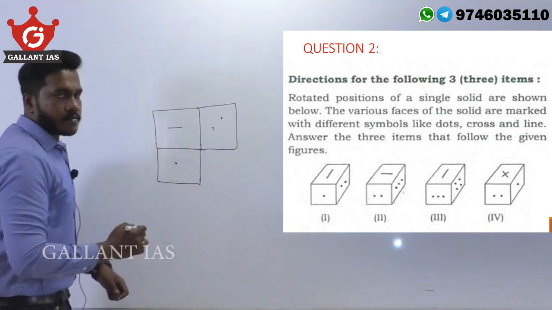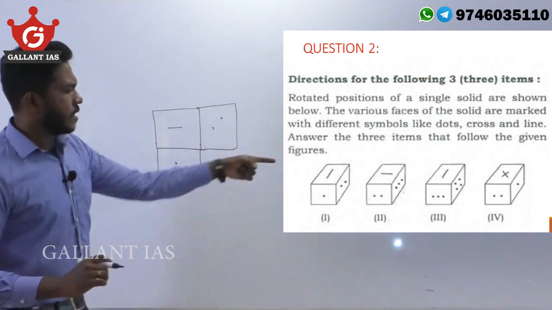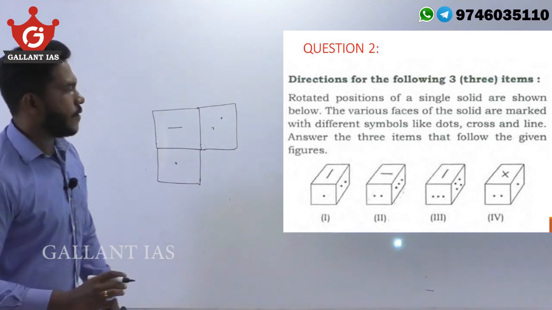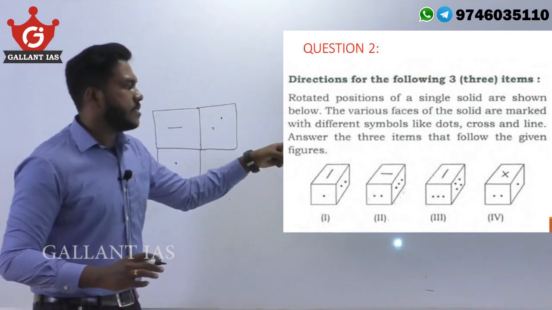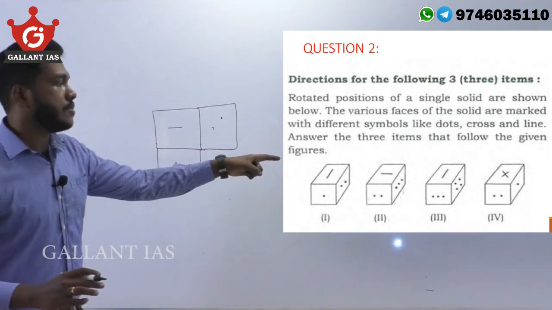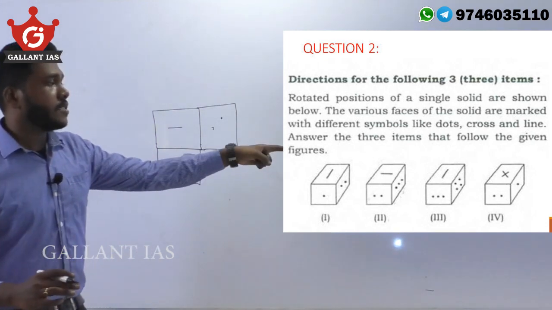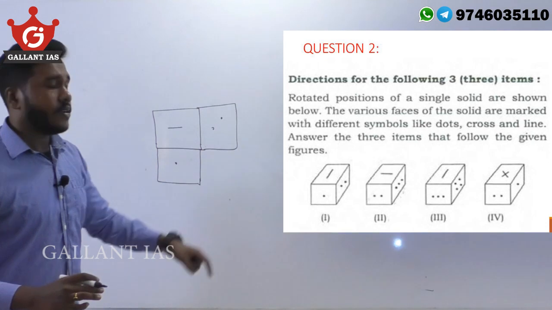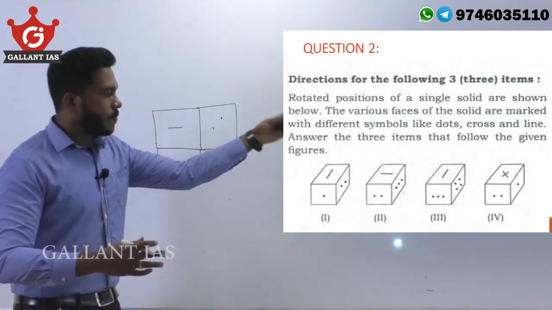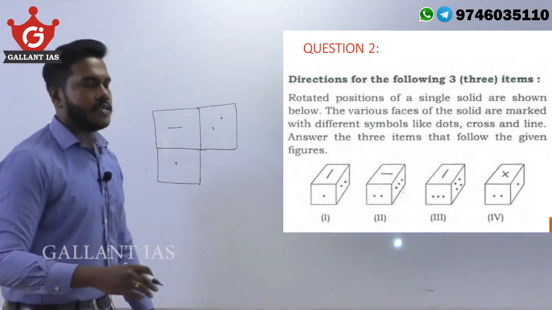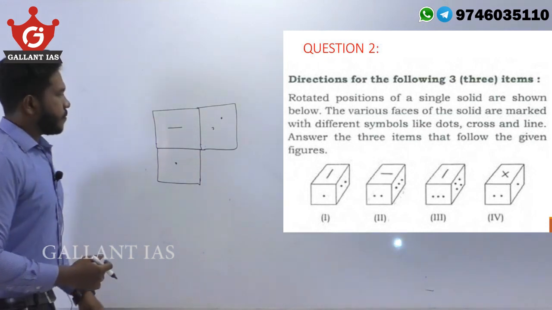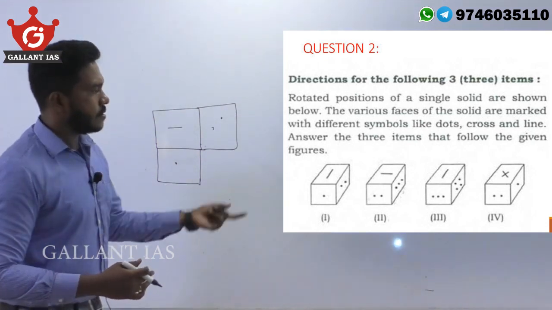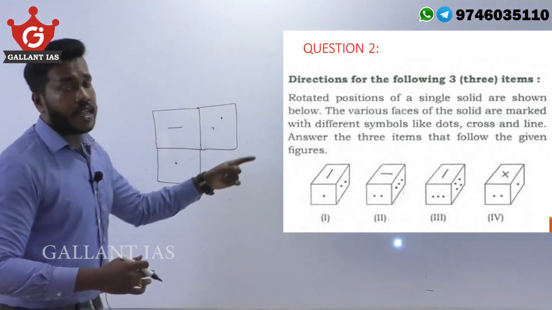Is it? Yes. Okay. Now consider the second face. In the second face, the line face is adjacent to the face containing value 2 as well as the face containing value 3, right? Of course, the faces containing value 3 and 2 are adjacent to each other. So our next step is to draw the face containing value 3.